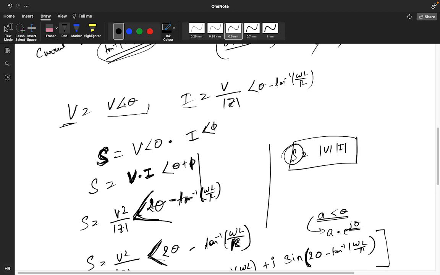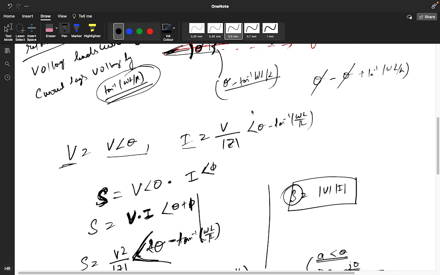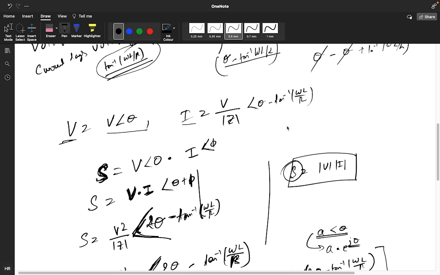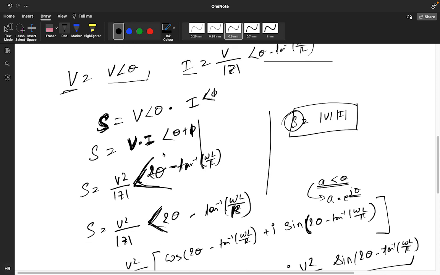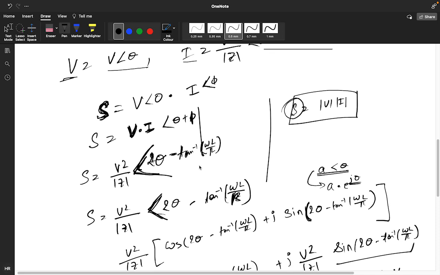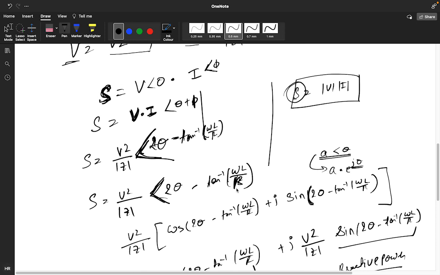If you multiply this V at an angle theta into I, which is V divided by mod Z at an angle theta minus tan inverse omega l by r, these two angles will get added. I am assuming this particular angle as phi, so that's why I have written theta plus phi. Now if you do the calculation, it becomes 2 theta minus tan inverse omega l by r, so V square by mod Z at 2 theta minus tan inverse omega l by r.